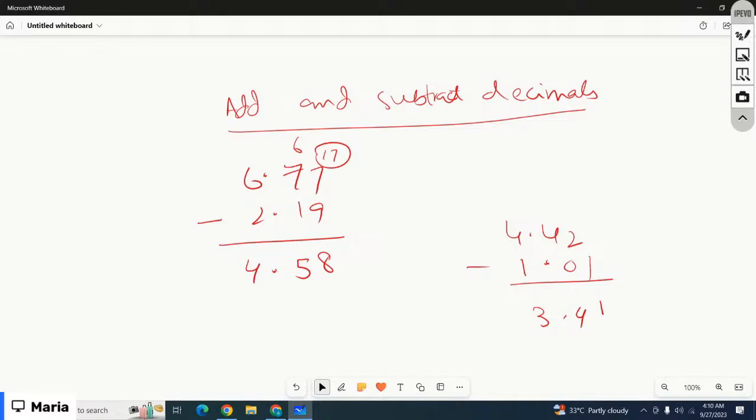Let's do another one. You have to add 2.26 plus 5.12. So how do you add? You have to line up the numbers by the decimal point, right? Decimal points must be one above another. Then you can add like you add normal numbers. 6 plus 2 is 8, 2 plus 1 is 3, and 2 plus 5 is 7, right?